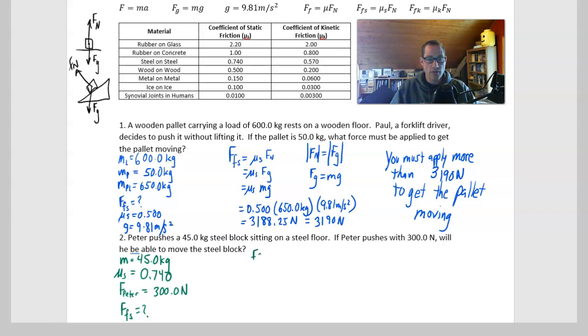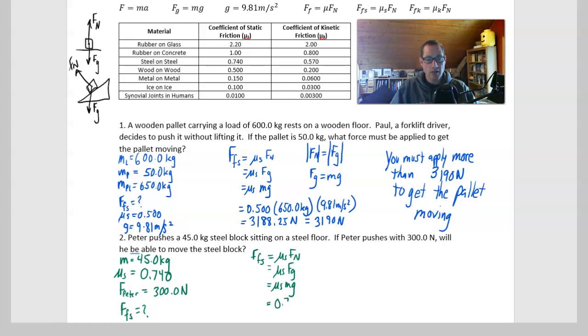We have the force of static friction is equal to mu s Fn. We know from above that Fn is equal to Fg because we're in a horizontal plane, and Fg is equal to mg. In this case we have m, we have mu s, and we know g, so we can just put all the numbers in.